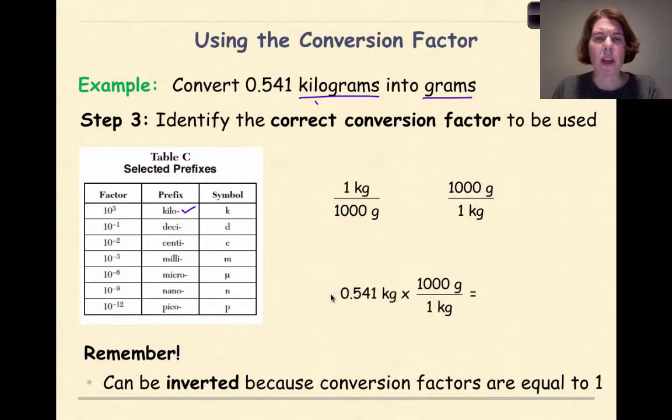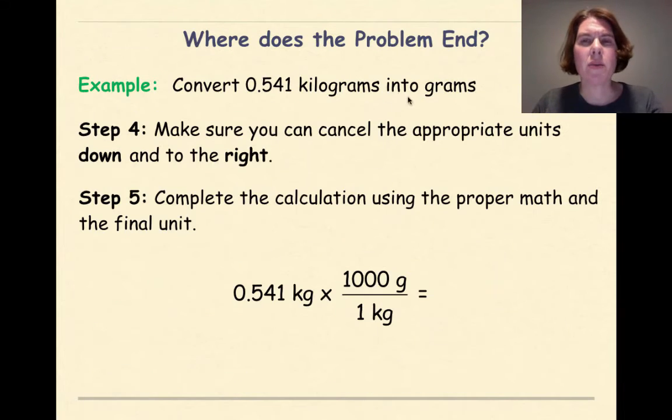Up to this point, what we have here is our given, along with the correct unit. I want to make sure that I set this up, and we'll go over this again in the next slide, with whatever unit I'm starting with going on the bottom of the conversion factor, and whatever unit I want to end with going on the top. The appropriate conversion factor to use here is this one, because I want to be nullifying the kilograms and ending up with the unit of grams. When you look at these conversion factors, remember they could always be inverted because the factors are equal to 1.